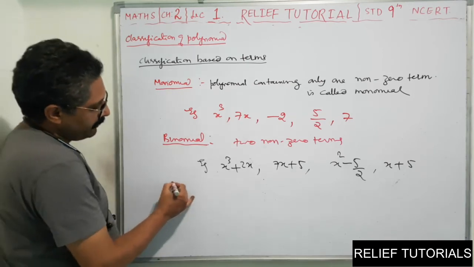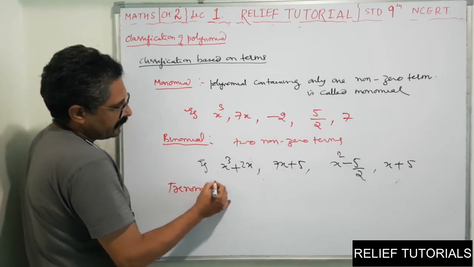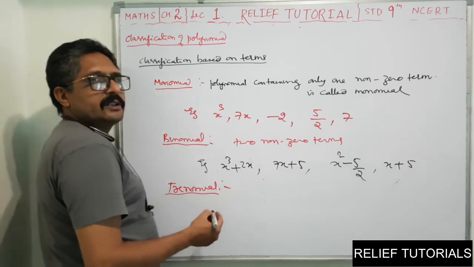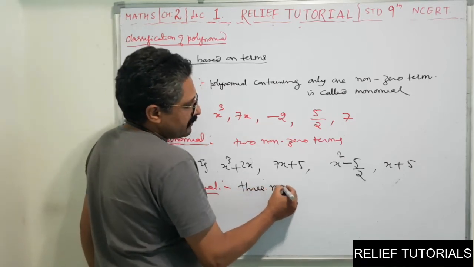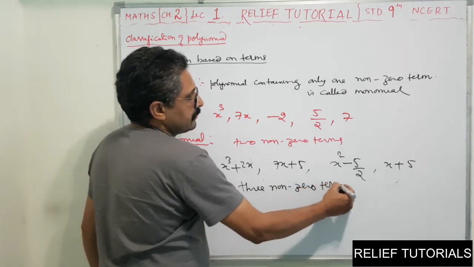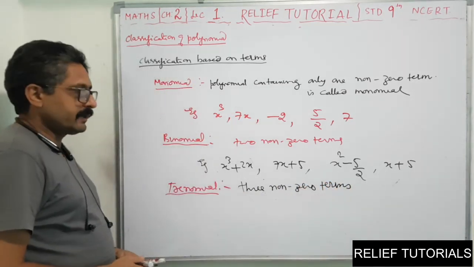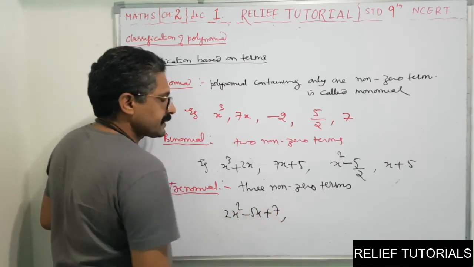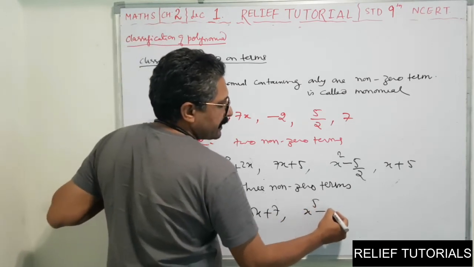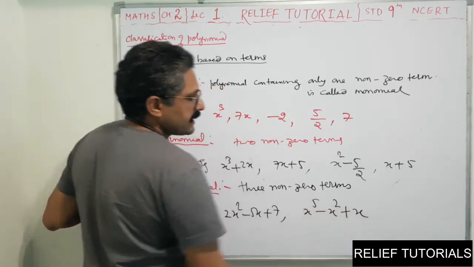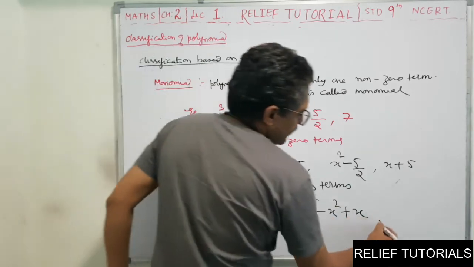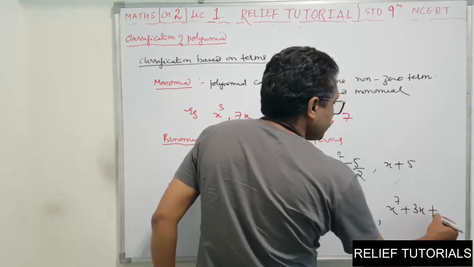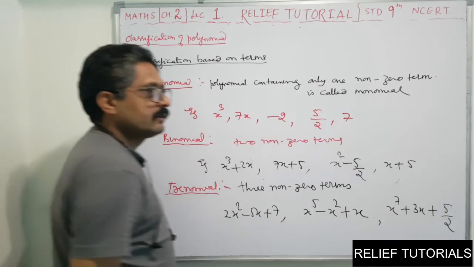Then comes trinomial. A polynomial containing three non-zero terms, how many? Three non-zero terms, is called a trinomial. For example, 2x square minus 5x plus 7 is a trinomial. Or I can say x raised to 5 minus x square plus x. This is also a trinomial. Or I can say here x raised to 7 plus 3x plus 5 by 2.